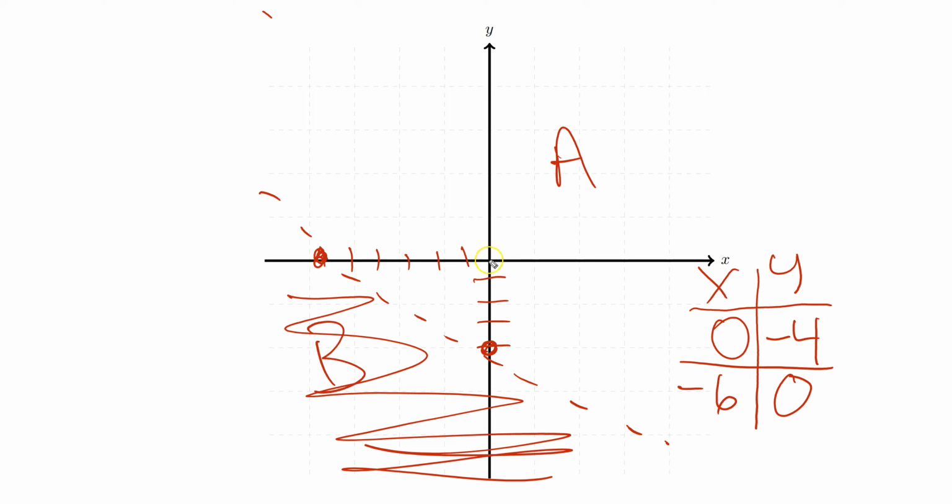Now you could have also put a trial point here at the origin. By putting that into the original inequality, would that 0, 0 make that statement true? And the answer is no, it's false. So that indicates that would not be the shaded area. Okay, let's go on.